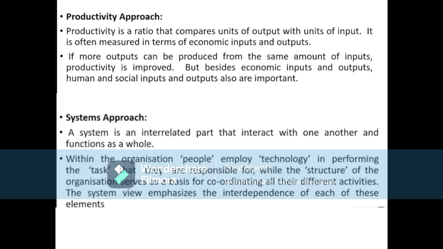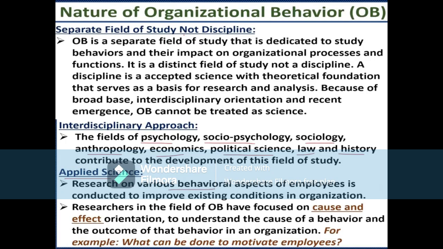Okay, so the system view emphasizes the interdependence of each of these elements. People depend on technology, people depend on structure, interrelated, interactive, and all these three internal elements will be dependent on the external environment. Like that, the system approach is interrelated parts. All these interact with one another. Like that, the whole elements will be functioning in an organization, and the whole elements will be considered as a system in the organization. Okay, so this is about the different approaches in organizational behavior.